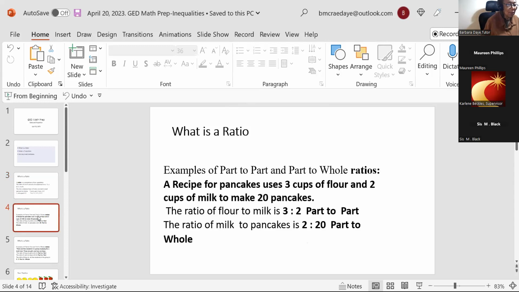Now, let me look here. Okay, here we go. A recipe for pancakes uses 3 cups of flour and 2 cups of milk to make 20 pancakes.